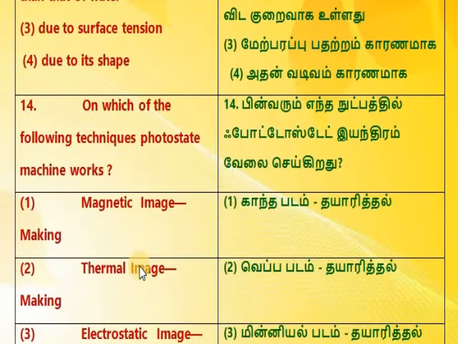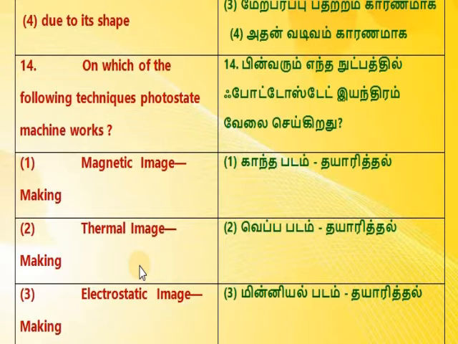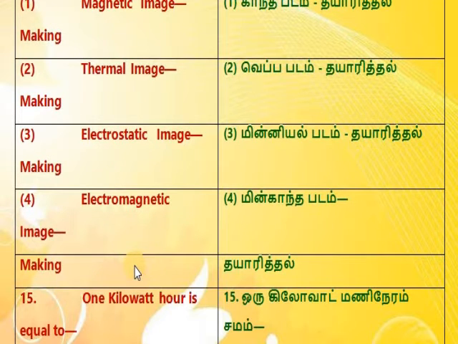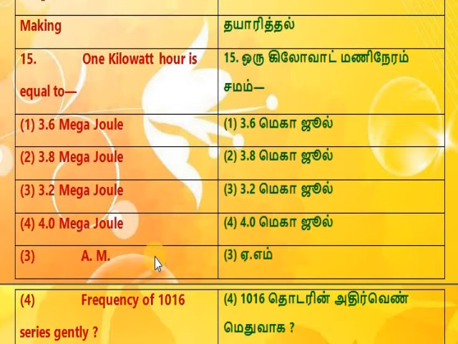14. On which of the following techniques does a photostat machine work? 1. Magnetic image making. 2. Thermal image making. 3. Electrostatic image making. 4. Electromagnetic image making. 15. 1 kilowatt hour is equal to: 1. 3.6 megajoule. 2. 3.8 megajoule. 3. 3.2 megajoule. 4. 4.0 megajoule.